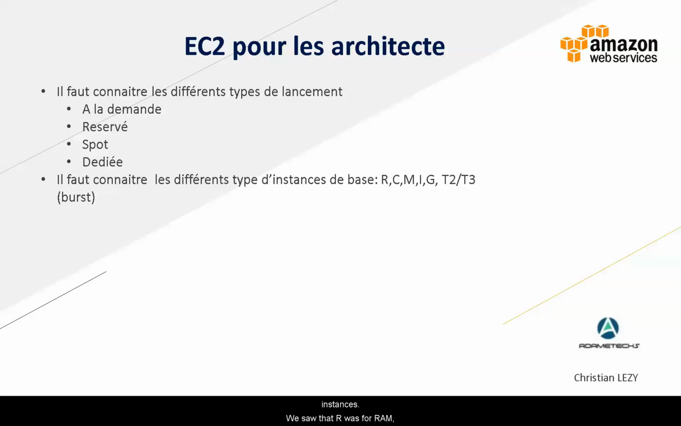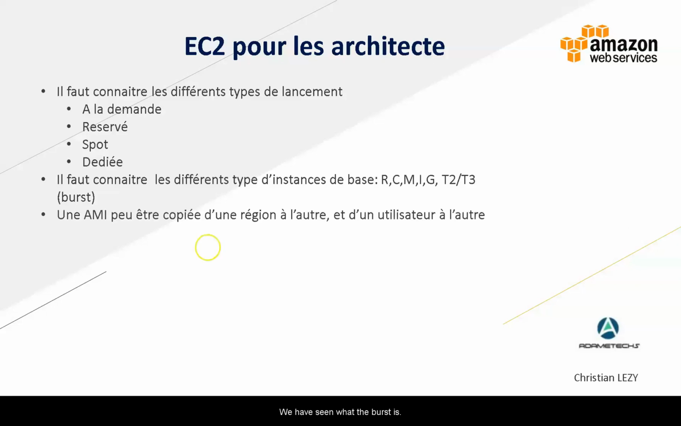We saw that R was for RAM, C for CPU, M for medium, I for I/O, G for GPU, and T2/T3 for burstable instances. We have seen what the burst is.